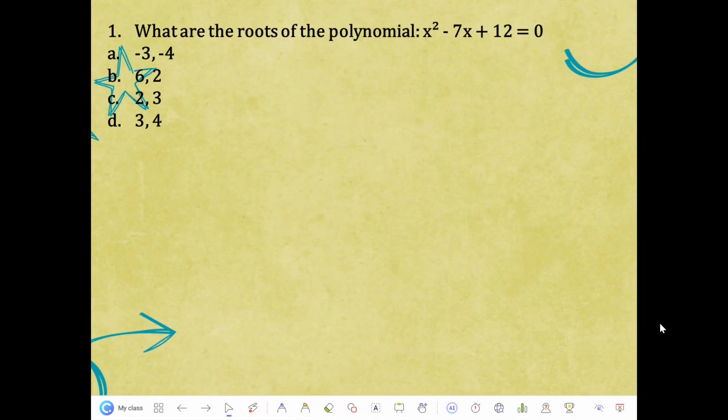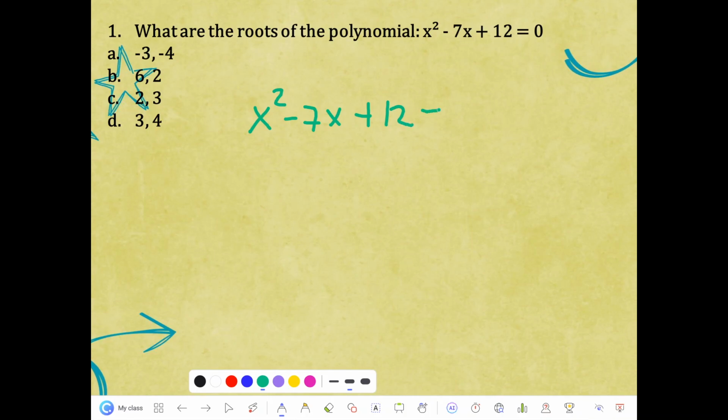So we have here, what are the roots of the polynomial x squared minus 7x plus 12 is equal to 0? Is it A, negative 3, negative 4, B, 6 and 2, C, 2 and 3, letter D, 3 and 4. So we will try to solve this first manually para alam natin ang principles behind. Okay, so looking for the roots, we try to factor the polynomial. So we have our x squared minus 7x plus 12 is equal to 0. So we try to factor this out, okay?